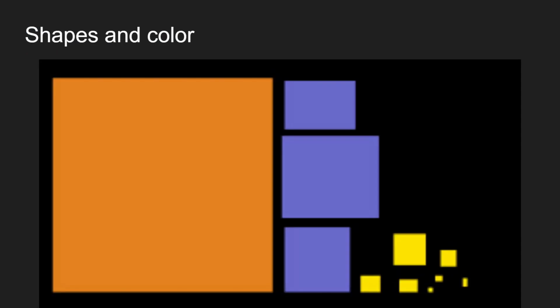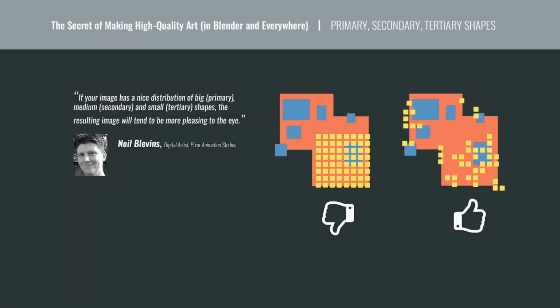Let's just hope that most people got to this point, and if you have, great job. Variation and grouping, we already talked about that. Grouping is random-ish. Also talked about that. So shapes and color, already talked about that.